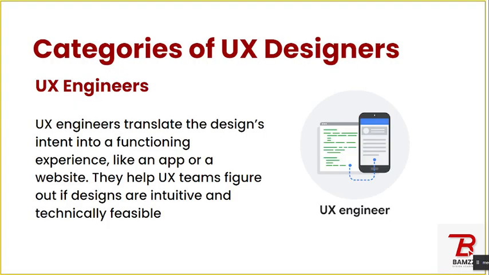Then moving on to the next one is the UX engineer. Although they are not actually called UX engineers, in UX design we call them UX engineers. They are the developers. They develop whatever instructions you design for them and make it live. They just code it, make everything work, and that's it. Like I said, the UX engineer translates the design's intent into a functioning experience like an app or a website. They help the UX team figure out if designs are intuitive and technically feasible. That's the work of UX engineers.